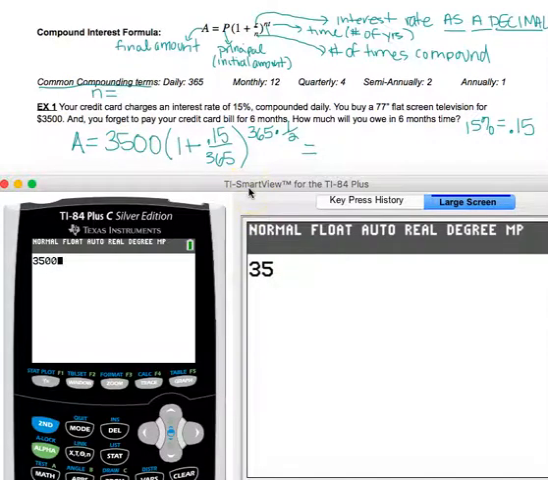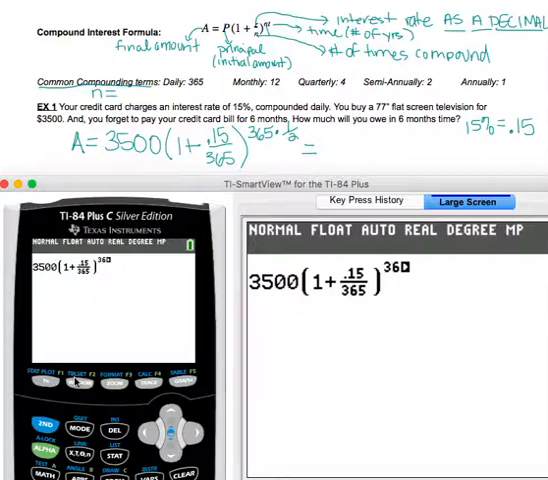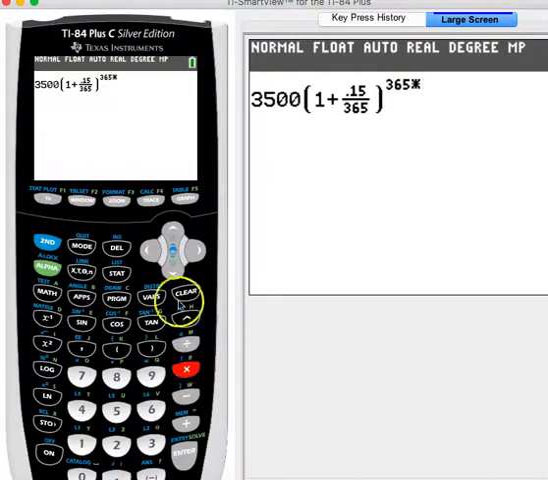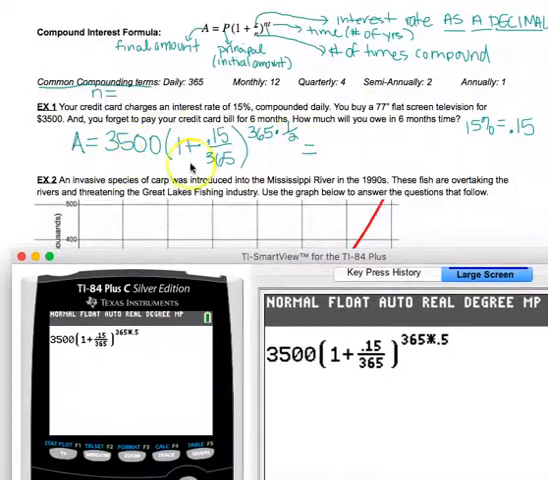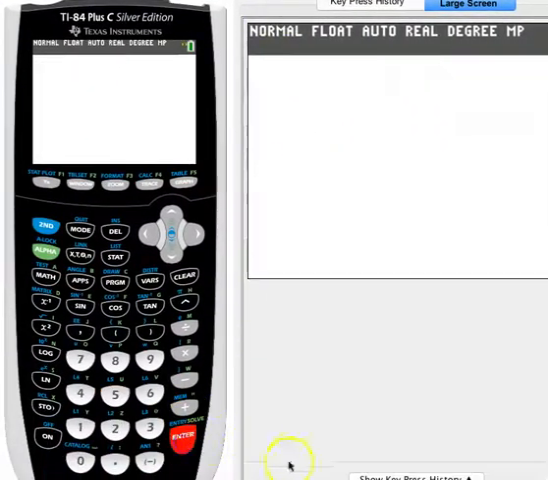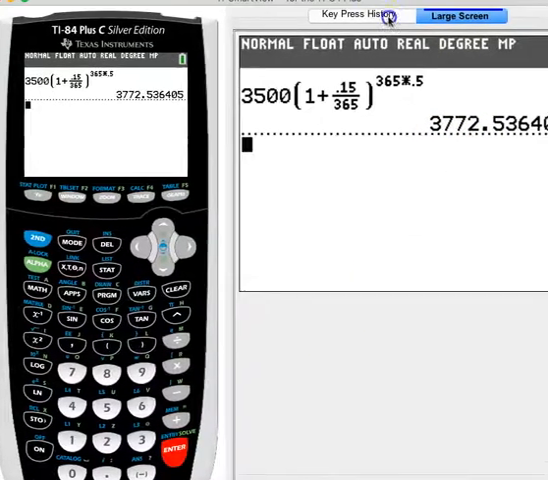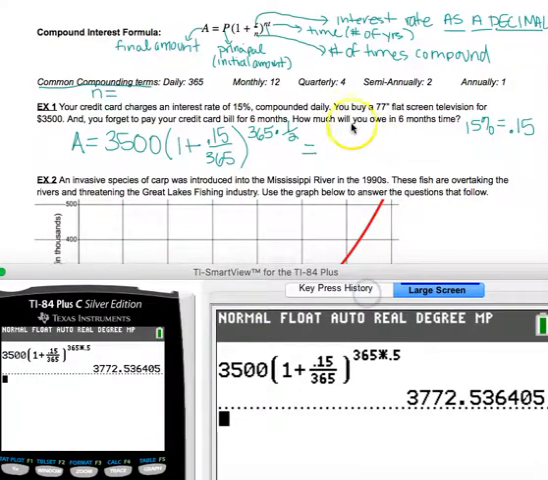So I can do 3,500, then parenthesis, 1 plus, and then my fraction button, alpha y equals, choice 1, and I can type in my numerator as 0.15, scroll down, make my denominator 365, scroll right to get out of that, close the parenthesis, then use my exponent button and do 365 times, I'll use 0.5 this time because it's easier than using the fraction button. Now I've got everything entered exactly as I had it here. So go ahead and press your enter button and we get $3,772.54.